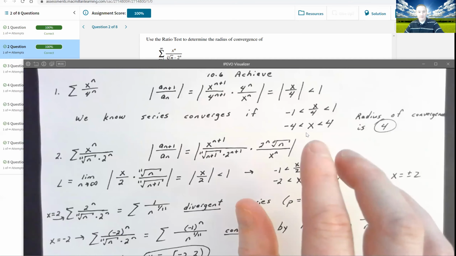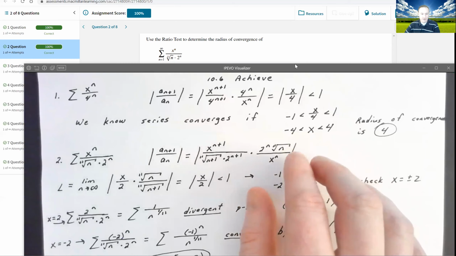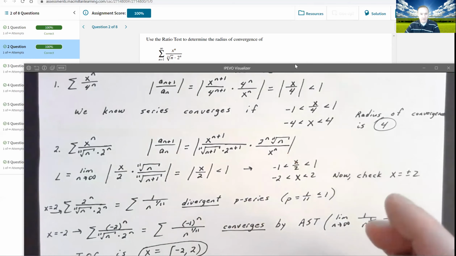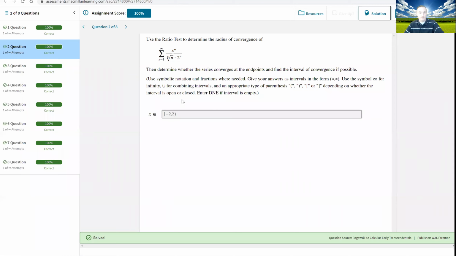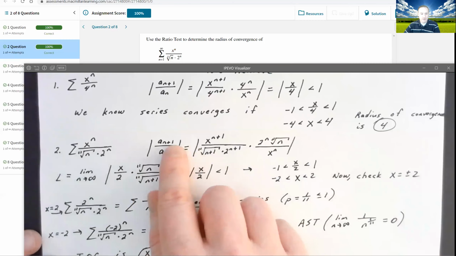It gives us the sum of x to the n over, strangely, the 11th root of n times 2 to the n. And this time it's asking us to determine the radius of convergence again. I was thinking that this one was interval of convergence, but it looks like, nope. It says radius of convergence there, but then it asks for an interval of convergence down here for your answer. So the question really should read the interval of convergence.